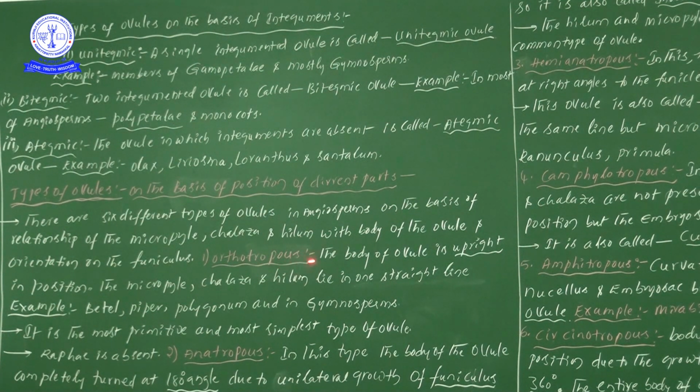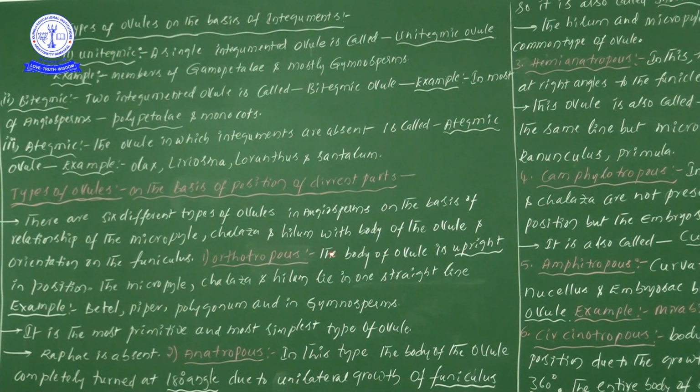Orthotropus ovule. There the body of the ovule is upright. Here to draw the diagrams I don't have place, but what we will be studying now, while watching this video, try to search for different types of ovules. Diagrams you can get, or if you have any other materials, you can follow.